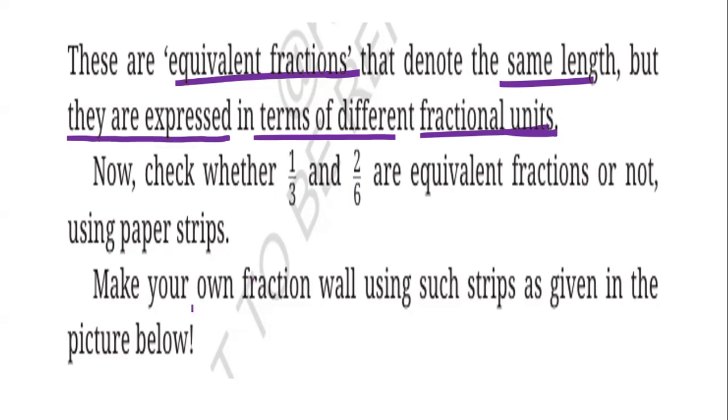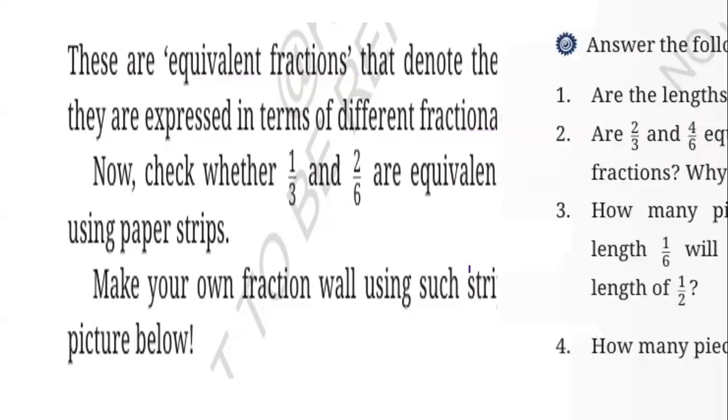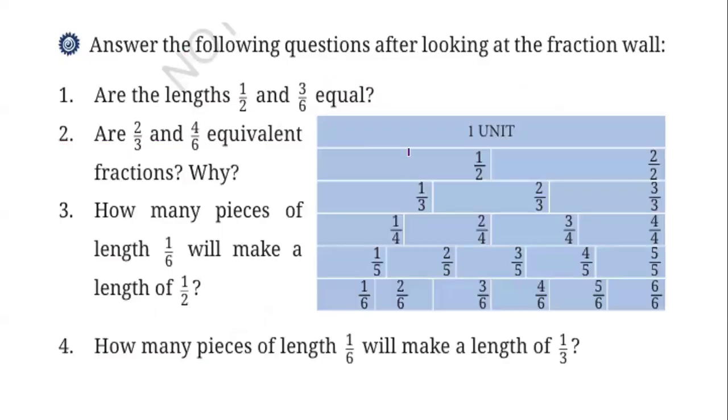Using a paper strip, make your own fraction wall using such a strip as given in the picture below. This is a 1 unit strip, 1 paper strip. Divide this paper strip into 2 equal parts. Here 1 by 2, 2 by 2. That means this is 1 by 2 part, this is 1 by 2 part, makes 1 part.